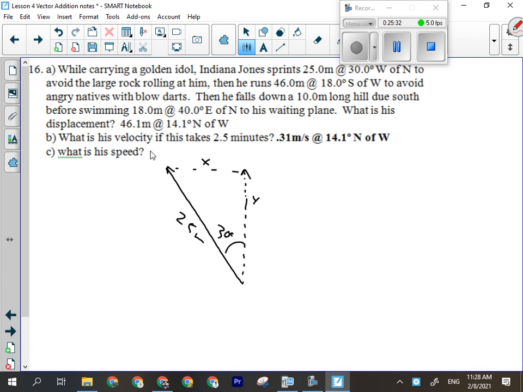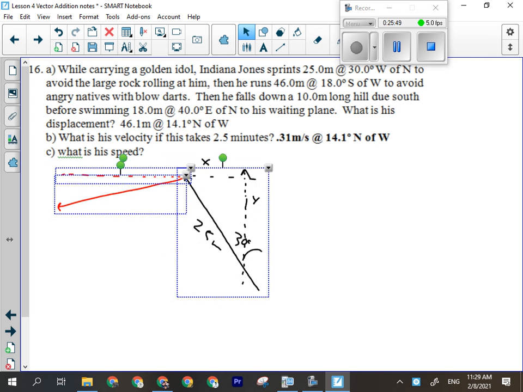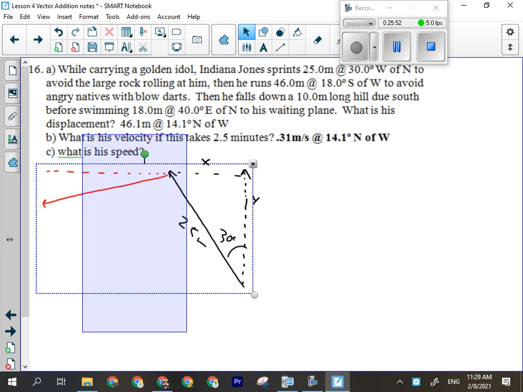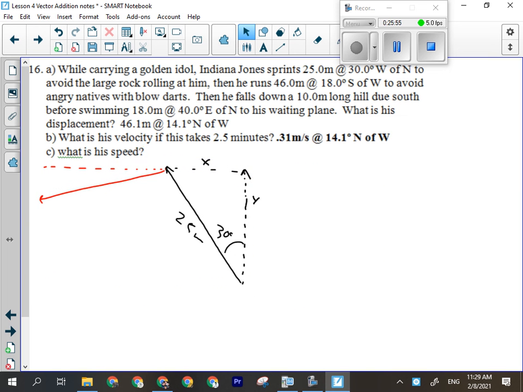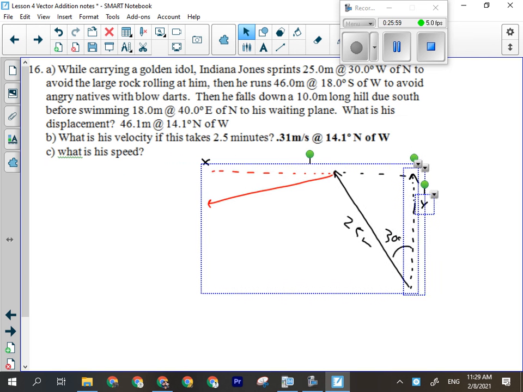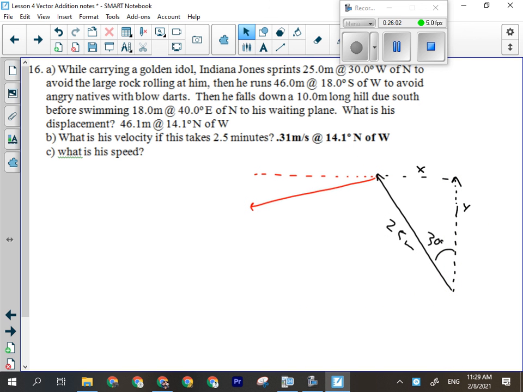Then we've got 46 meters at 18 degrees south of west. So there's west, 18 degrees south of west. That's not nearly long enough. Still not. Come on. I'll move the X myself. So 46 meters needs to be a lot longer than that other one. Scale's going to be important, and the angle changed halfway through. So that's going to be 18 degrees south of west. Here's X, here's Y. This one's 46 meters.